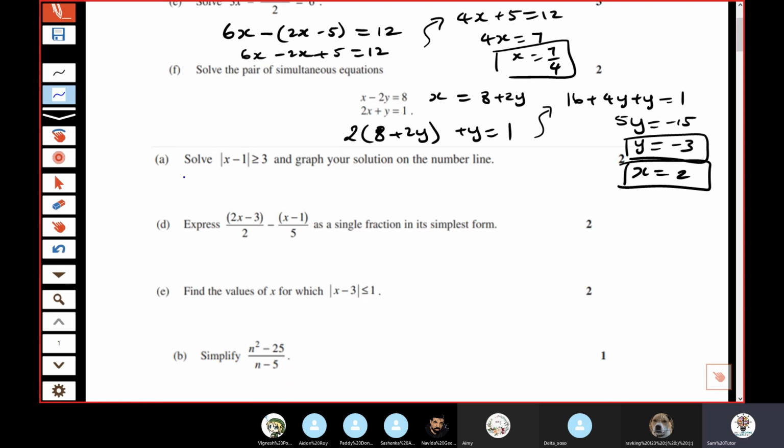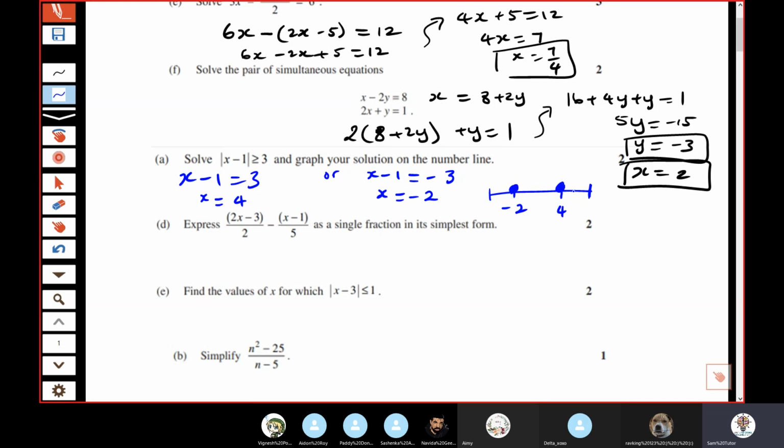Absolute values. We let x take away 1 equal to 3, or x take away 1 equal to negative 3. That means x equals to 4, or minus 3 plus 1 is negative 2. Then draw it on your number line. There's negative 2. There's 4.